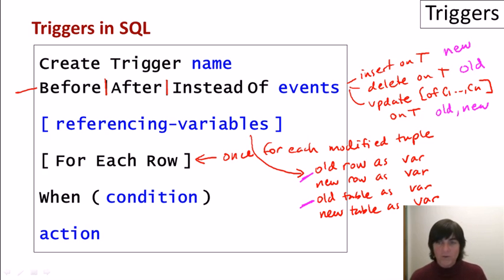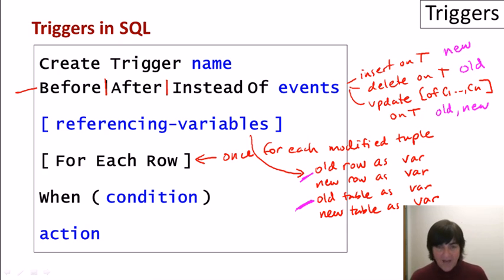The old row would refer to the specific tuple that the trigger is activated for. And again, if we deleted 10 rows, then it would be activated 10 times, once for each deleted tuple. While the old table will refer to all 10 of the deleted tuples. Now, there's often a lot of confusion with old table. It's not referring to the old state of the database. It's referring specifically to the set of tuples that were, in this case, deleted.